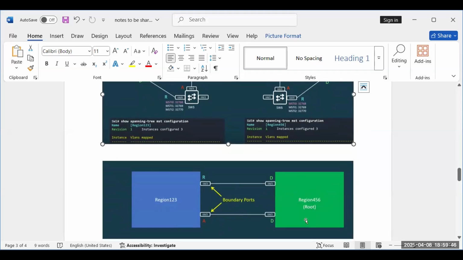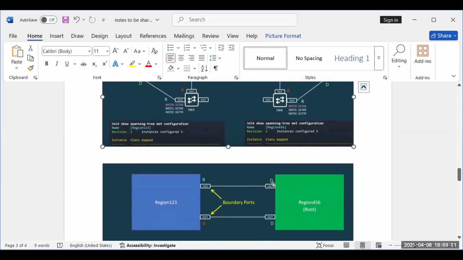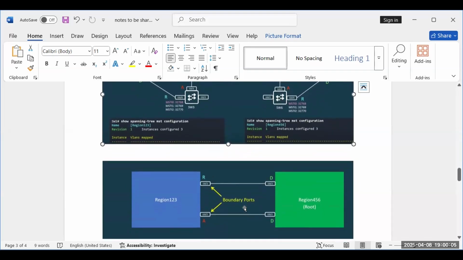The root bridge belongs to this region, and these two ports connecting between the two regions are known as boundary ports. Boundary ports are the ports that belong to the remote switches, not on the root region. The root region obviously will have the designated port.